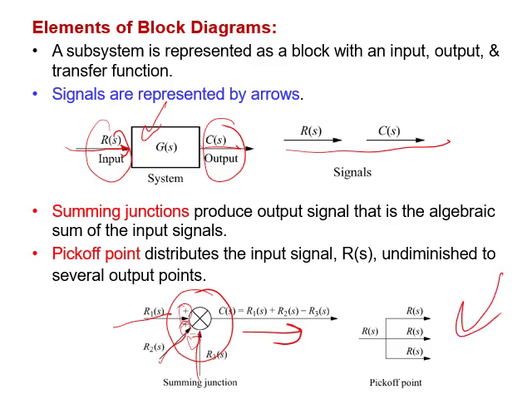Now, pick-off point, another shape, or another form, can be found. In the pick-off point, the outputs are going to have the same signal as the input. So it seems to me like the input is going to be distributed to three other elements as I'm showing here.